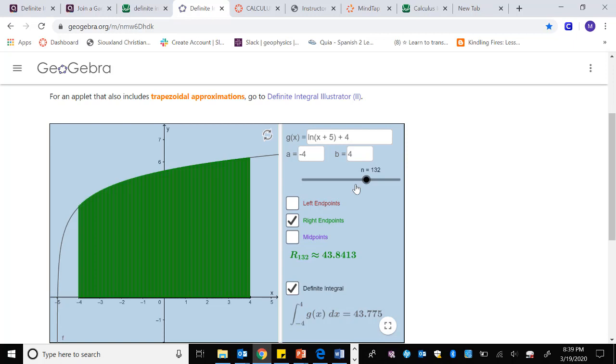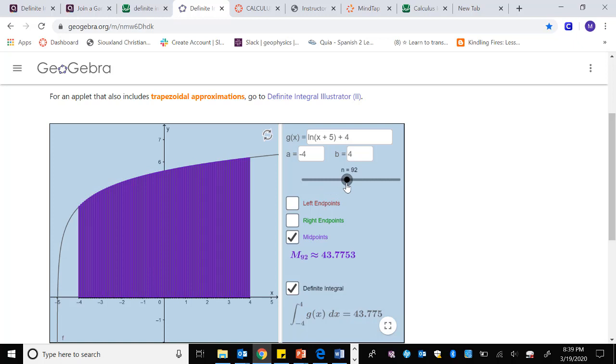I could do that also with the right-sided or right endpoints. There's one rectangle. Obviously that doesn't work. But as I make the width of those rectangles smaller and smaller, or I increase the number of rectangles to infinity, like a limit, it gets closer and closer. Same here, I can start and I get closer and closer. So that's the theory behind finding this area under the curve.